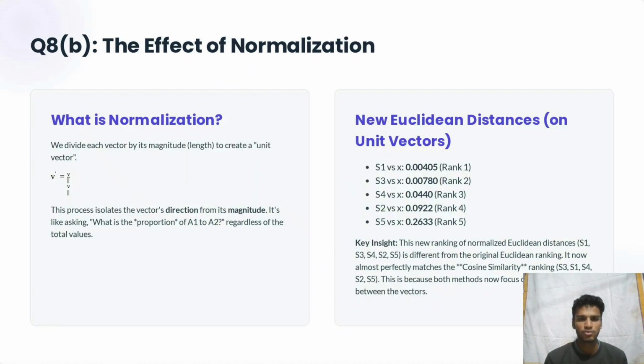Question: the effect of normalization. What is normalization? We divide each vector by its magnitude to create a unit vector. This process isolates the vector direction from its magnitude. It's like asking what is the proportion of a1 to a2 regardless of the total values. New Euclidean distances on unit vectors are: S1 versus x is 0.00405, S3 versus x is 0.00780, S4 versus x is 0.0440, S2 versus x is 0.092, S5 versus x is 0.26.